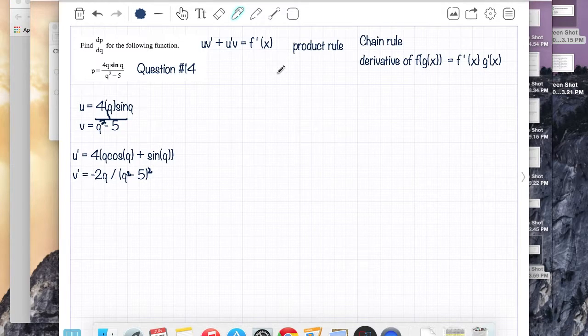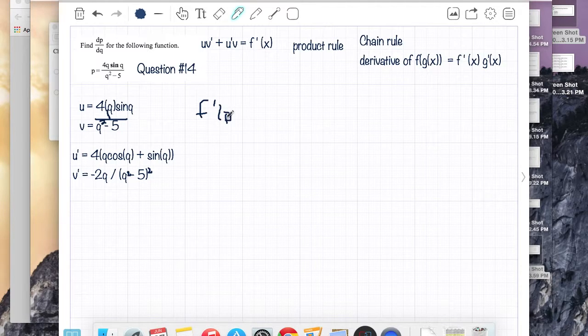Okay, so we did the main parts, and now all we have to do is construct the function, 4q sine q over q squared minus 5. We have all the parts in order to solve for f of p in this case. So actually, find f prime of p. We're trying to find the derivative of it.